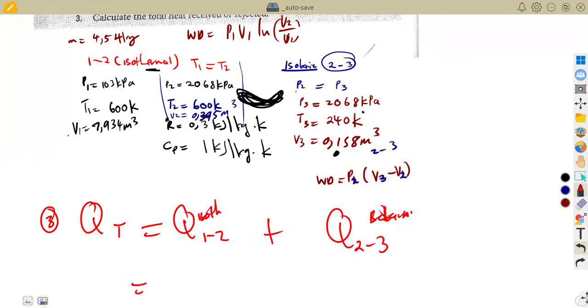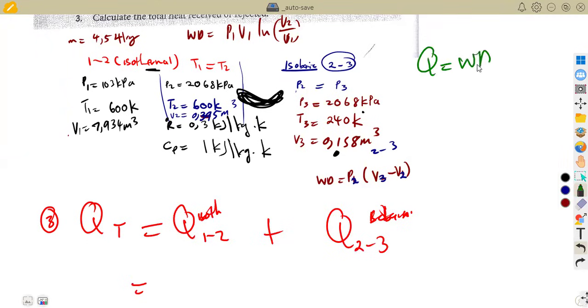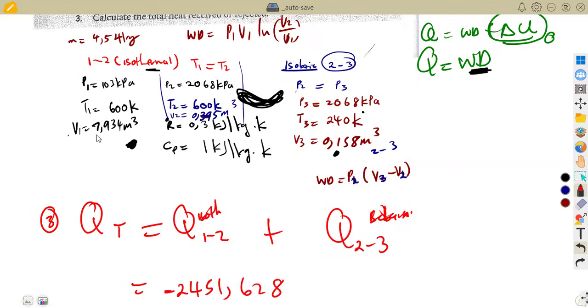Under an isothermal process, remember when I introduced this, I said Q is equal to work done. Since we have Q is equal to work done plus the change in internal energy, which we saw that under an isothermal process, the change in internal energy is 0. So it means our Q is going to be the work done under the isothermal. Remember, we calculated from the previous case, our work done, it was negative 2,451,628. Under an isothermal, Q is work done.